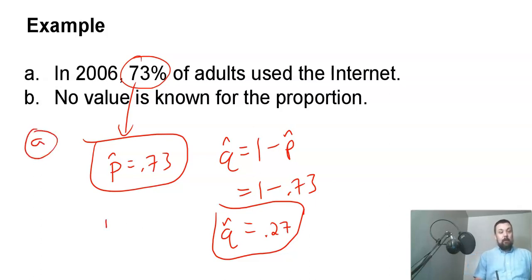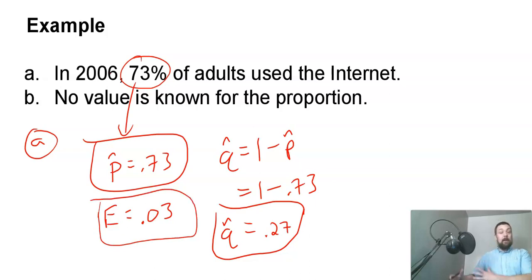We know E, we want E to be equal to 0.03. Again, we set E equal to the worst case scenario. I keep using that phrase. I don't know if it's the right way to say it. But we set E equal to the largest margin of error that we're willing to accept in this situation, which is 3%. That's the worst one that we would want. We don't want to be any worse than that. So that's what we set it equal to.